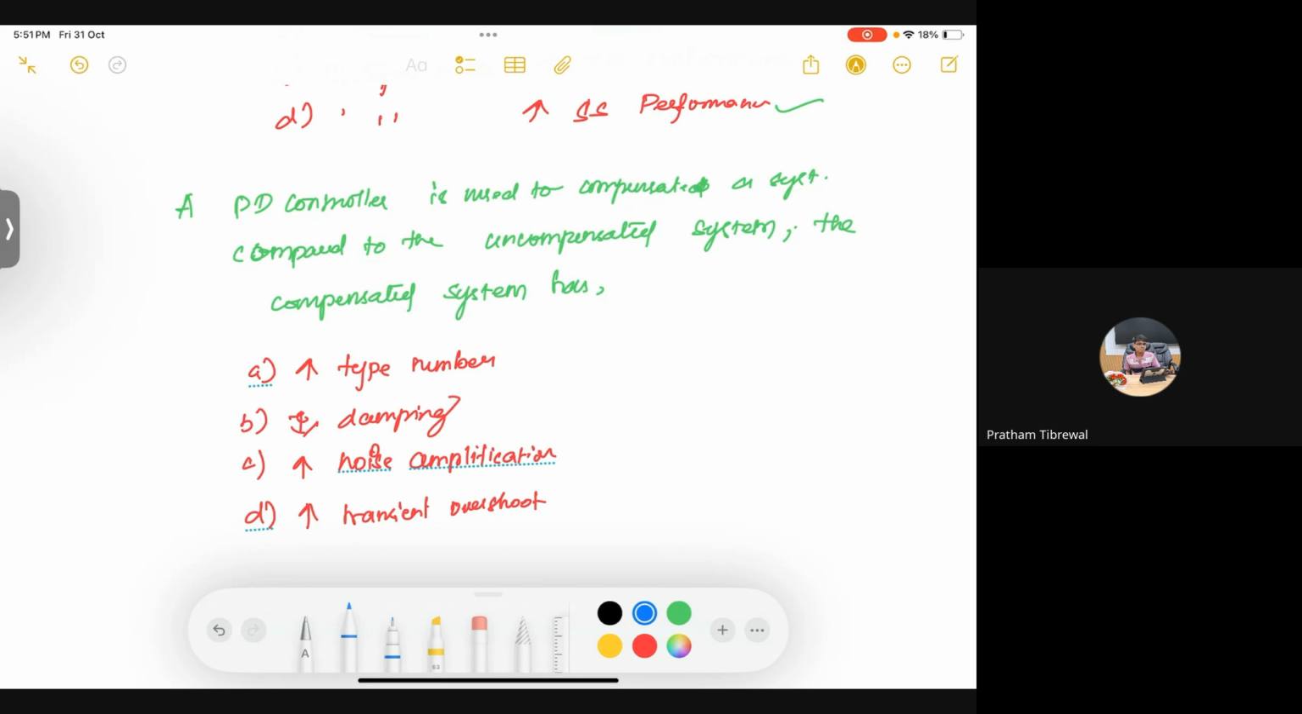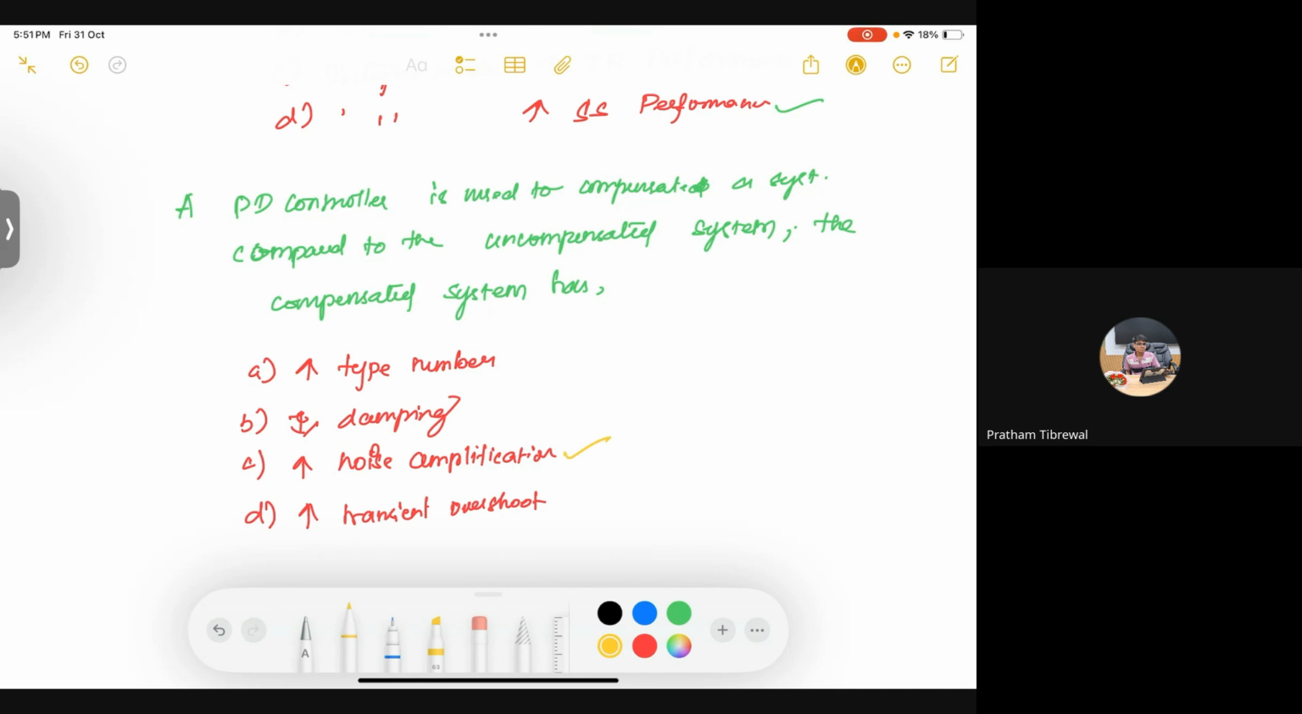Can you guess? A PD controller is used, no integral, only P and D controller is used to compensate a system, some particular system. Compared to the uncompensated system, the compensated system has which of these below behaviors. Also, we saw it's the keyword we learned while learning that Bode table. Type number would increase. Okay. Other than that, anything you think? Noise amplification also increases because of derivative.